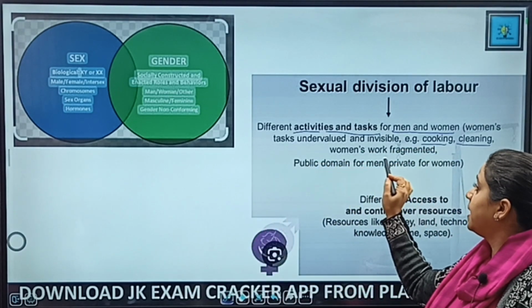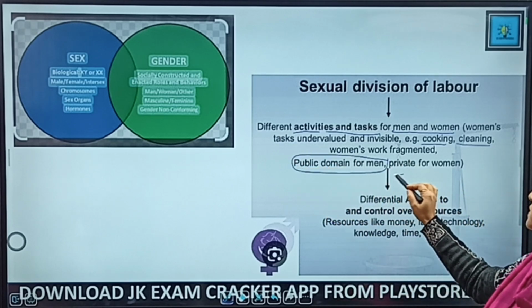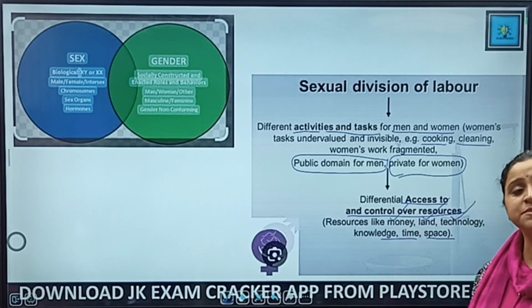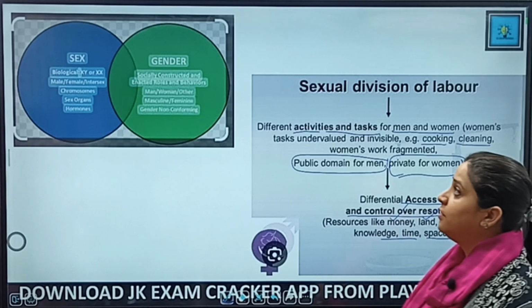Public domain is kept for men and private is for women. Women को घर में ज़्यादा सही है और men को बाहर public में जाना, काम करना सही है. And there are differences in access and control over resources as well. मनी की बात करें तो विमेन के बैंक में अकाउंट्स कम हैं, उनके अकाउंट्स होंगे भी तो उसमें पैसे कम हैं, because they have hardly earned, they hardly have income. लैंड उनके नाम पे नहीं है, टेक्नोलॉजी की नॉलेज नहीं है, टाइम स्पेस, ये सब कुछ रिसोर्सेज पे किसने कब्जा करके रखा है? मैन ने. Fine.